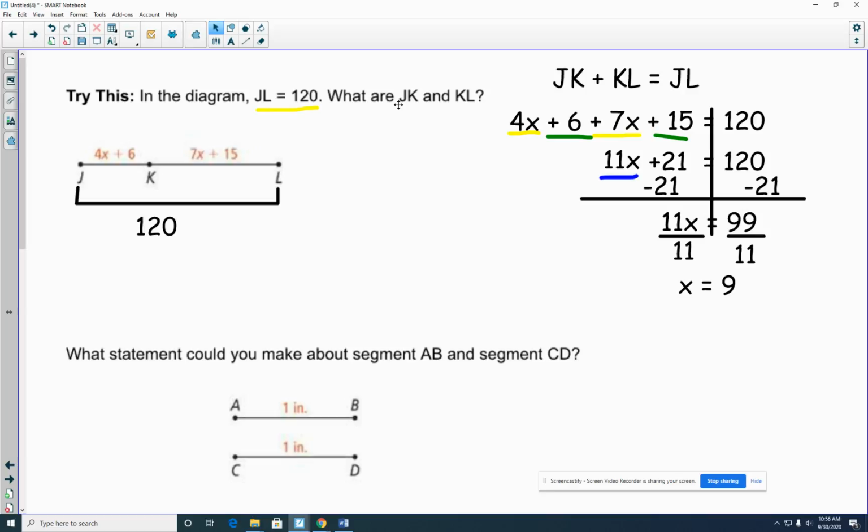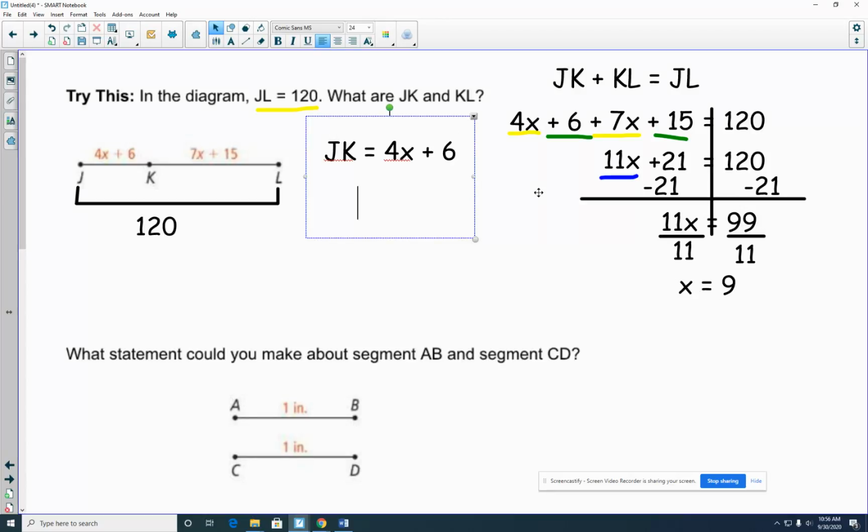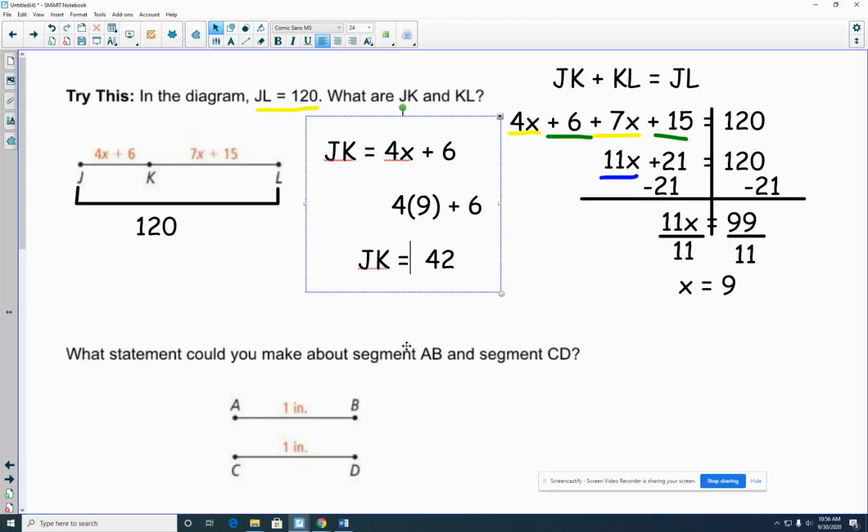I have to find JK and KL. So like we did before, we said, okay, well, JK is equal to 4x plus 6. Here's the value of x that I'm going to substitute in, 9. So wherever I see an x, I'm going to substitute in 9. So 4 times 9 plus 6. So 4 times 9 is 36. 36 plus 6, 42. Okay, so here JK equals 42.